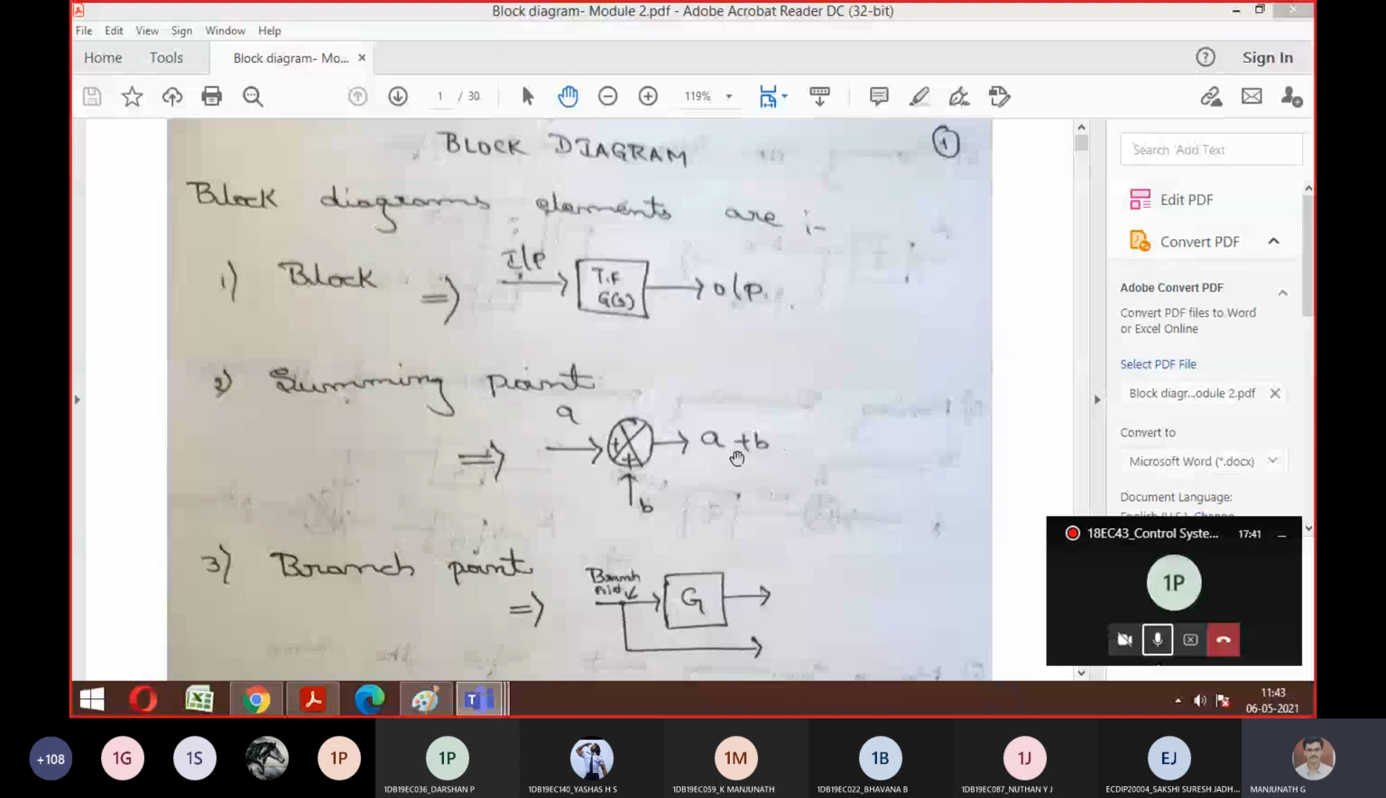The last one is a branch point. You can see there is G, that is the name of your transfer function. Here I can mark the point. That point we can move depending upon the situation and application of your system. For a few systems we need to do the reduction technique, and at that time we have to move this branch point ahead or behind. Ahead means front, behind means backward. You can see the dot there, right? Its other name is takeaway point. Takeaway point or branch point, both are the same.